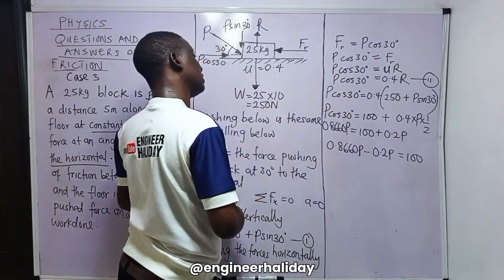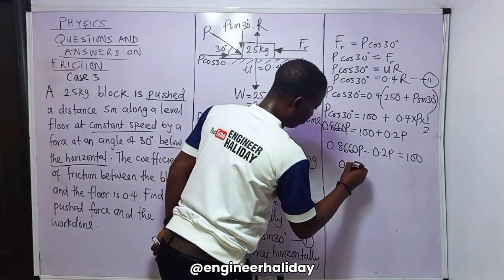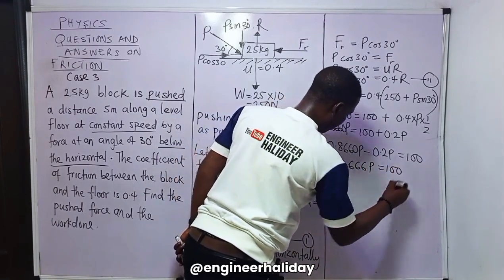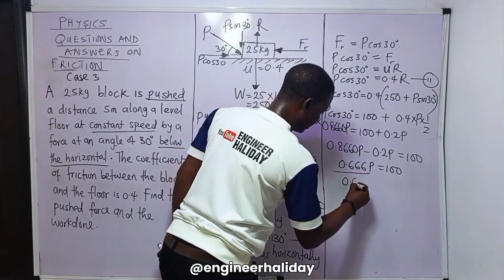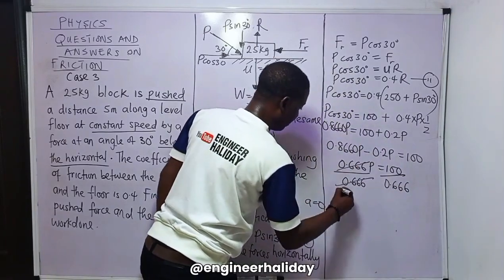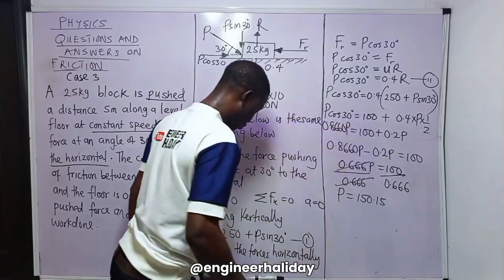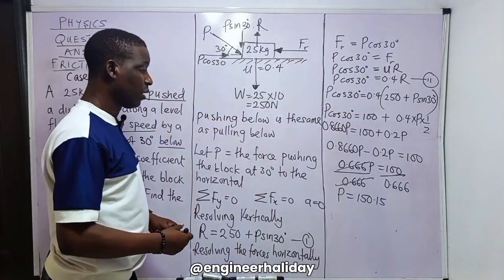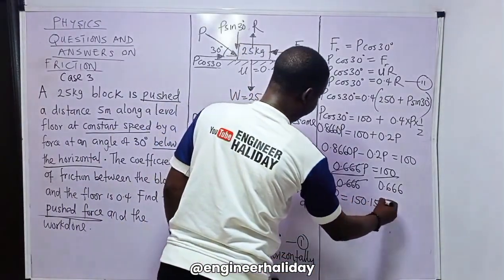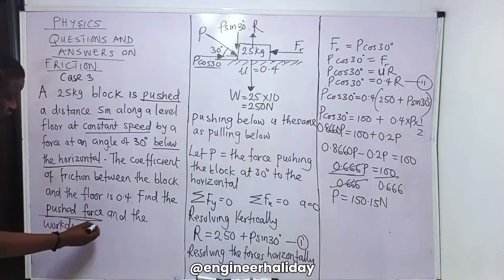So how do we make P, which is the force that we are looking for, the pushing force, the subject? So now we have 0.666 P equals 100. If we divide both sides by 0.666, P becomes 150.15. So you can confirm it and get your answer. 150.15 Newtons is our force.